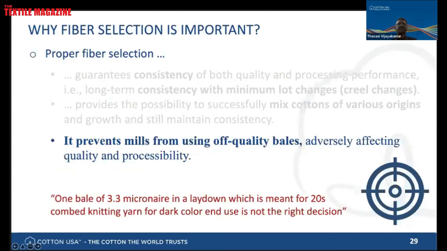So cotton parameter selection helps identify the outliers. This is a very important topic. Outliers are very important. Sometimes we think it is only 1%, 2%. And I visited one mill in the recent past.